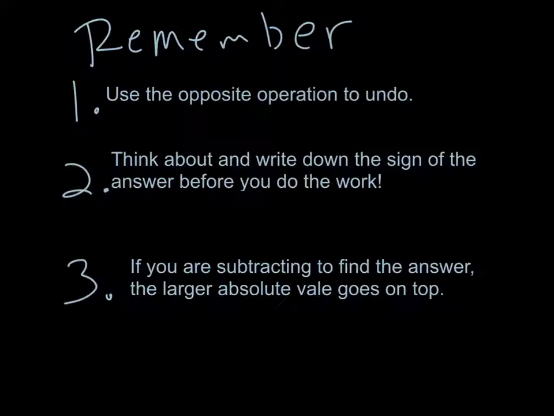So, look here. Things to remember. Use the opposite operation to undo. So if it's added, you subtract. If it's subtracted, you add. Think about and write down the sign of the answer before you do the work. You don't want to forget that. That's some of the points right there when you're taking a quiz or test. And if you are subtracting to find the answer, the larger absolute value goes on top.